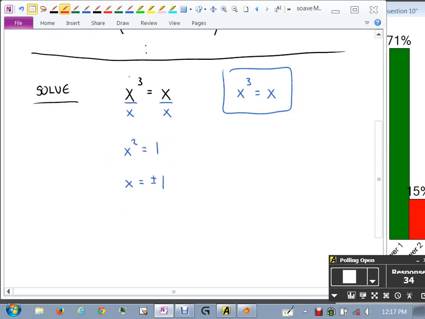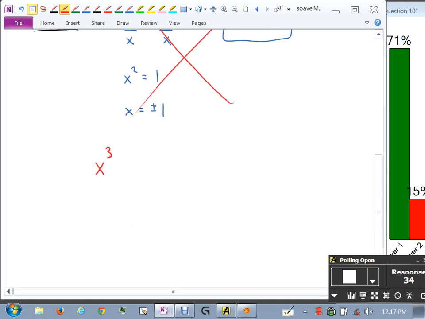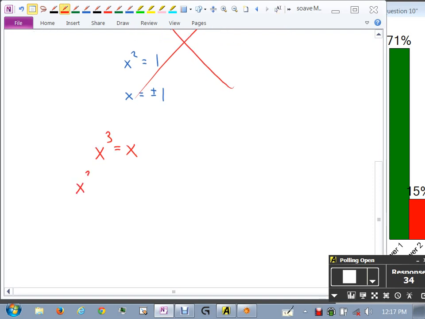Instead, the proper approach to this problem would have been to move everything to one side. So move that x to the left side, and then factor the left side. If I factor an x out, I'll be left with x squared minus 1, like this, right? Factoring an x out of each of these. What's x squared minus 1? Factor that for me. x plus 1 and x minus 1. Difference of squares.